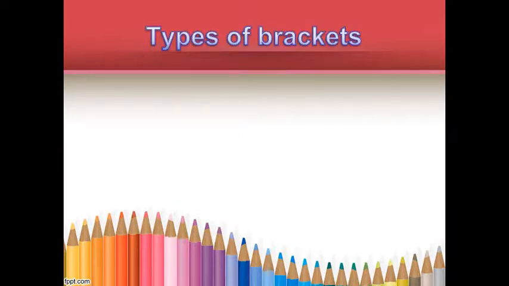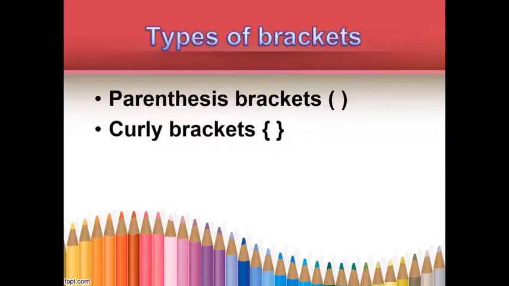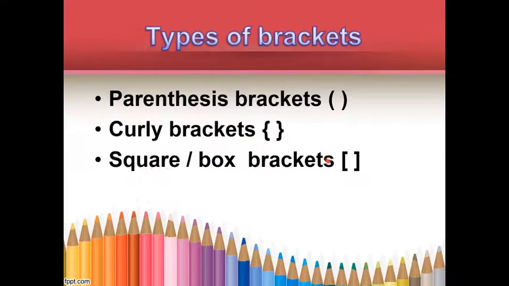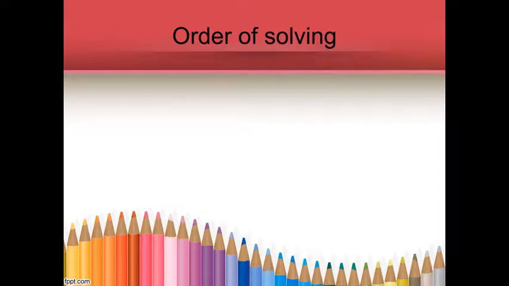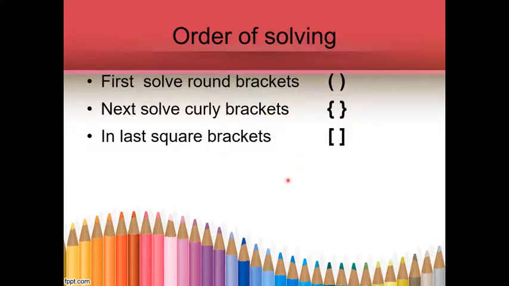So in that case, we are going to use the brackets. There are three types of brackets: parenthesis brackets or the round brackets, curly brackets, and the square or box brackets. And you must know that if we have a question in which all these three brackets are there, we will first solve the round brackets, then the curly brackets, and at the end we will solve the square brackets. So this is the order of solving the brackets.